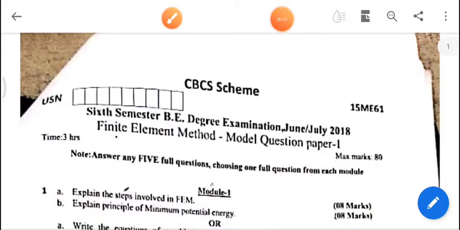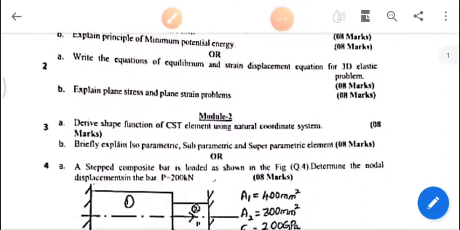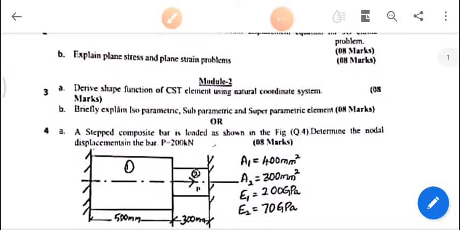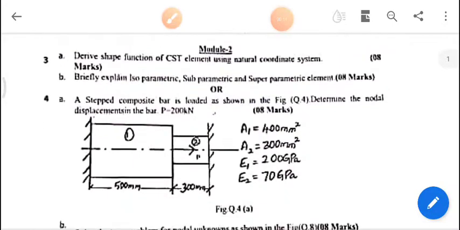Hi everybody. Today we'll start with one more problem, like a model question paper problem. In that we will deal with the 1D bar element. Question number 4a: a stepped composite bar is loaded as shown in the figure.